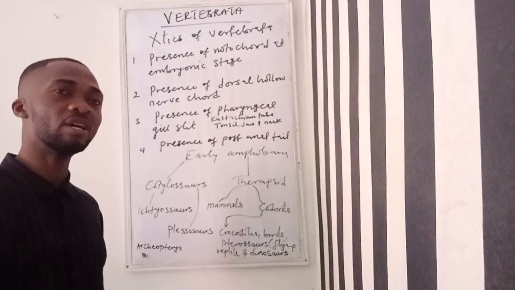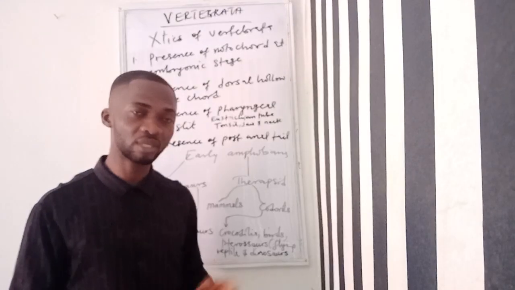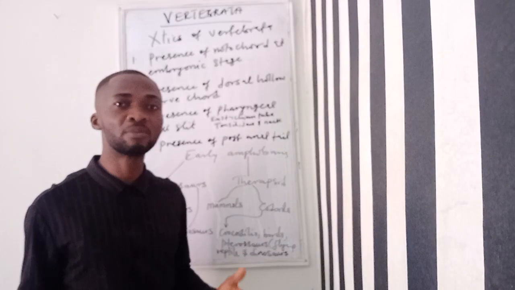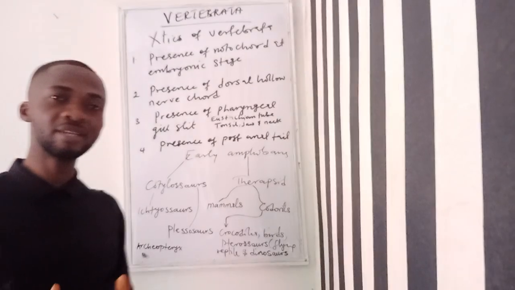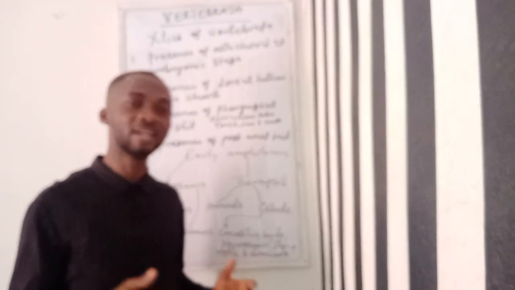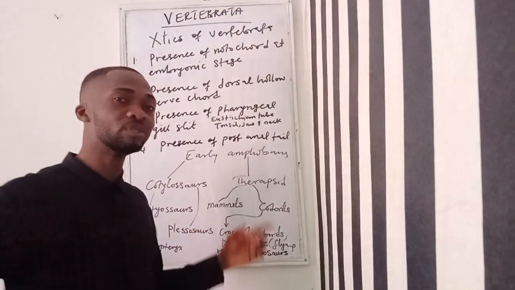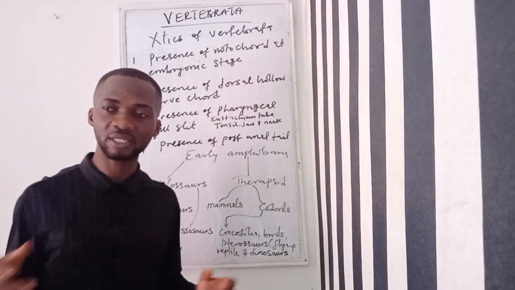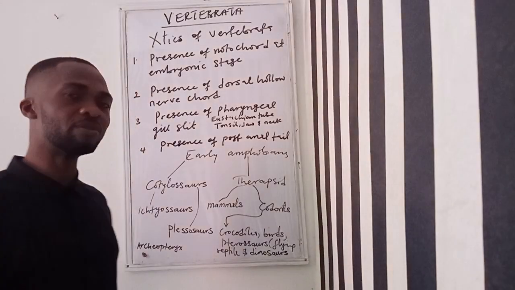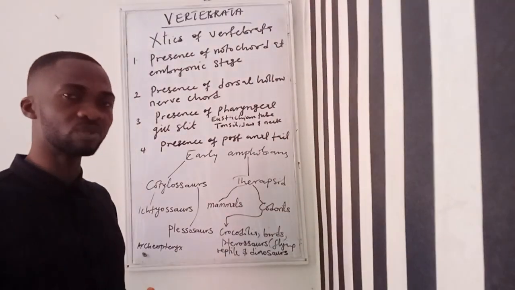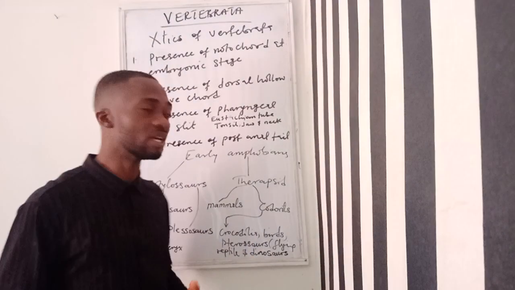This pharyngeal gill slit transforms into a functional gill in fishes, and even in some amphibians. There are some amphibians that are aquatic, and they have gills all through their adult life, like the mud puppies. Even though they're amphibians, they have gills. Gills persist all through their life, just like you see in fishes, and they are aquatic.